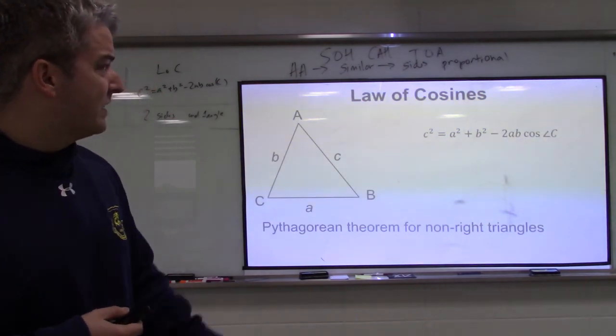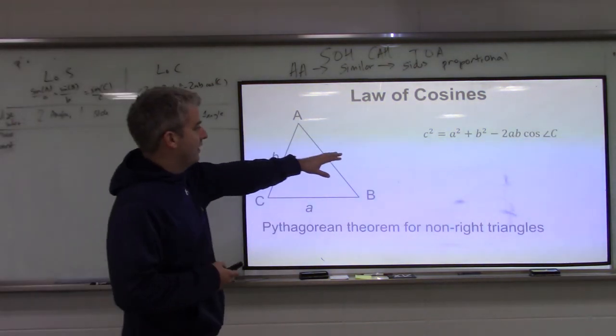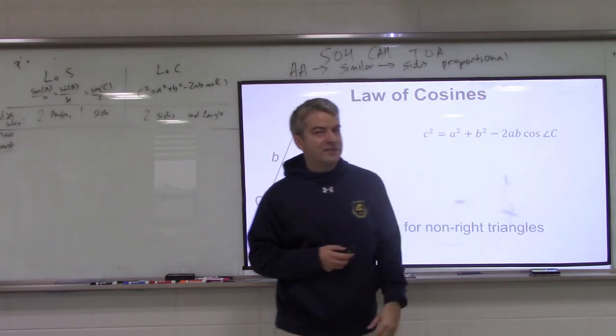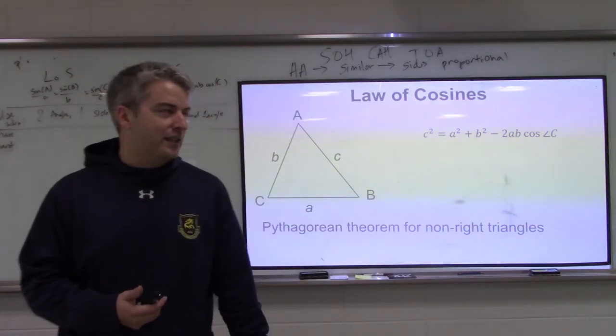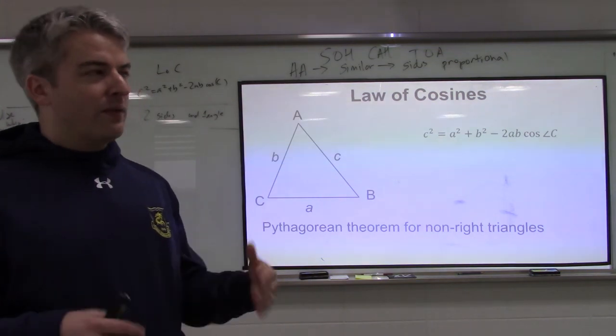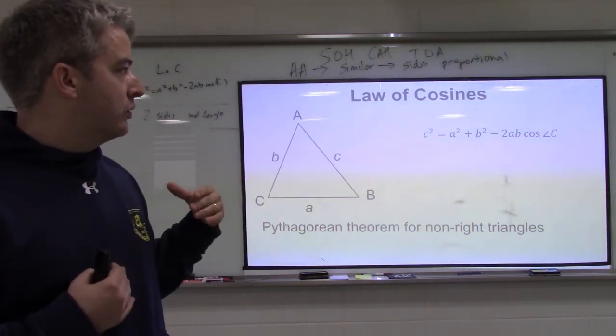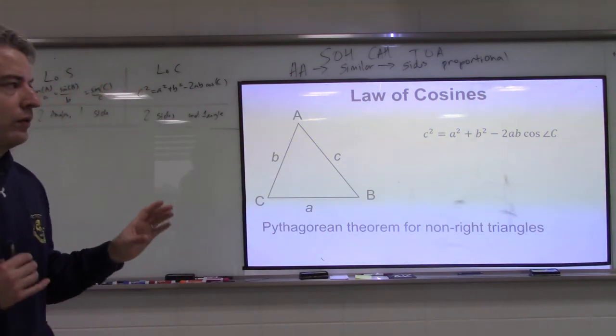Okay, so law of cosines is this nightmare right here. Law of cosines is c squared is equal to a squared plus b squared minus 2ab cosine c. So that you know, I will never ask you to memorize this. I think you probably will know it eventually just because you use it so much, but it's not something I would require you to memorize.